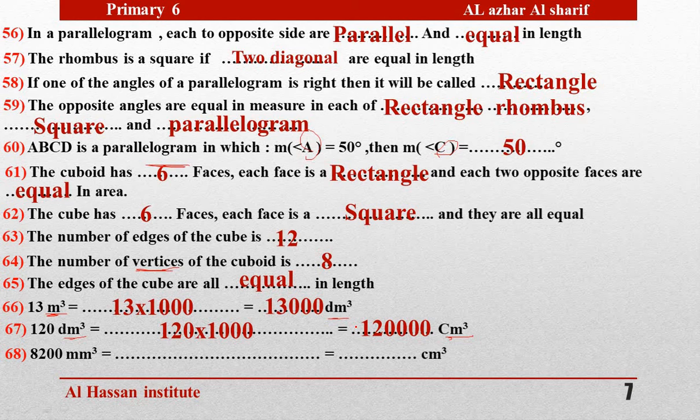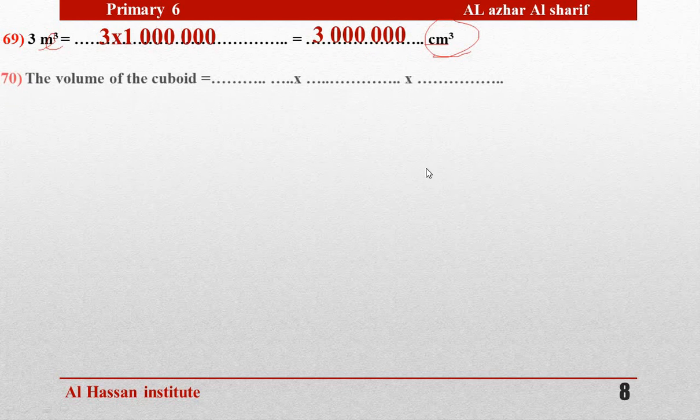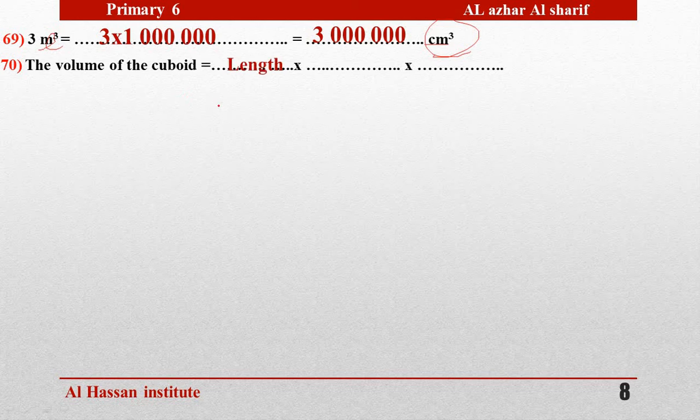8,200 millimeter cube equals blank centimeter cube. Here, converting from millimeter cube to centimeter cube, so divide by 1000. 8,200 divided by 1000 equals 8.2. Next, 3 meter cube equals blank centimeter cube. Here we convert from meter cube to centimeter cube. We multiply by 1 million, so it equals 3 million.